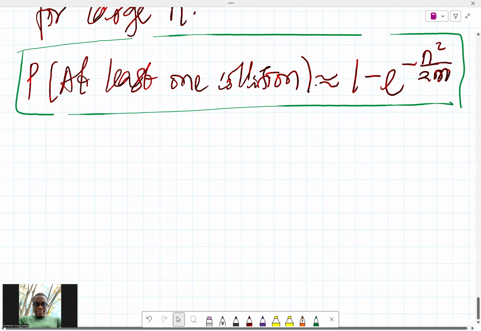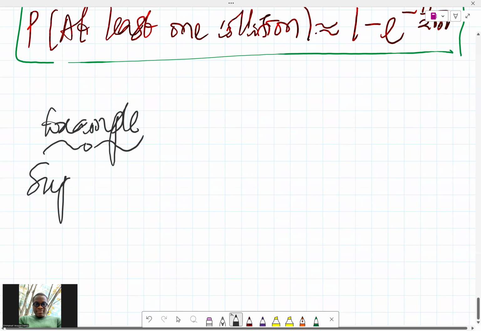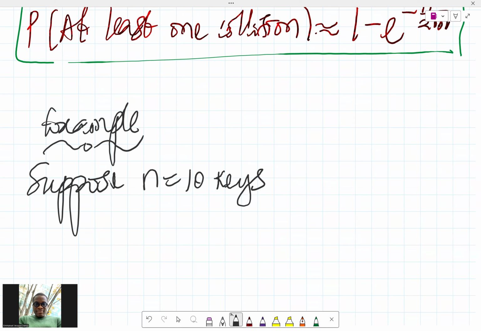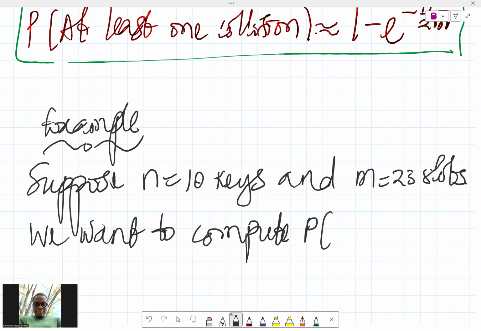So, can we take an actual example? Suppose n is equal to 10 keys and m is equal to 23 slots. We want to compute the probability of at least one collision.